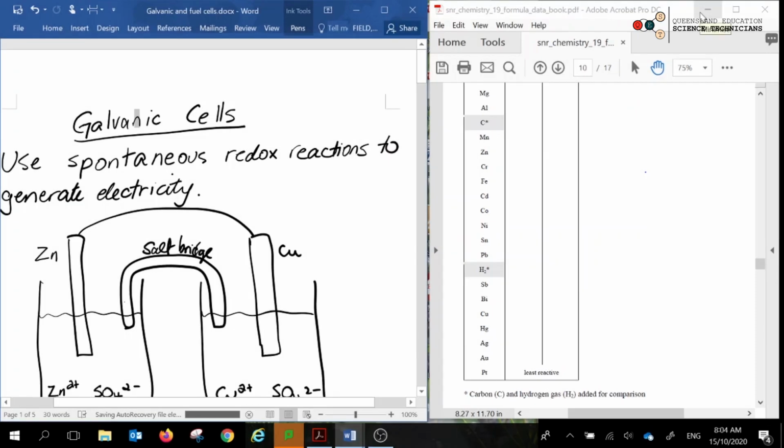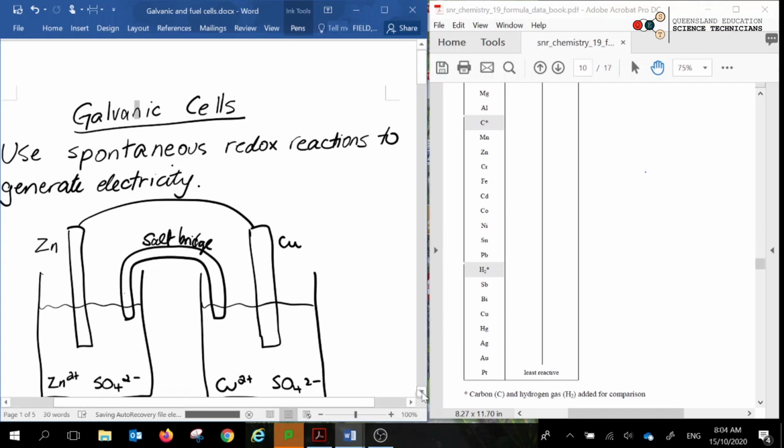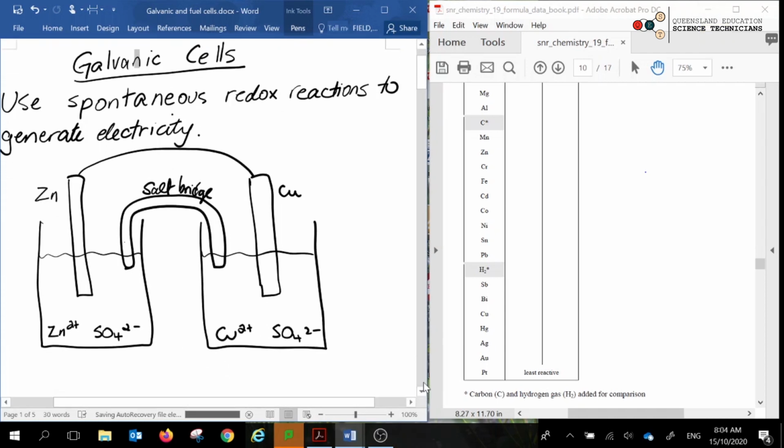So galvanic cells use spontaneous redox reactions to generate electricity. The components of a galvanic cell are what we call a half cell, which is a container that will have an electrode of a metal, and in the solution will be that same metal in ionic form as a dissolved salt. So we have two electrodes, a zinc and a copper, so they do need to be of two different metals.